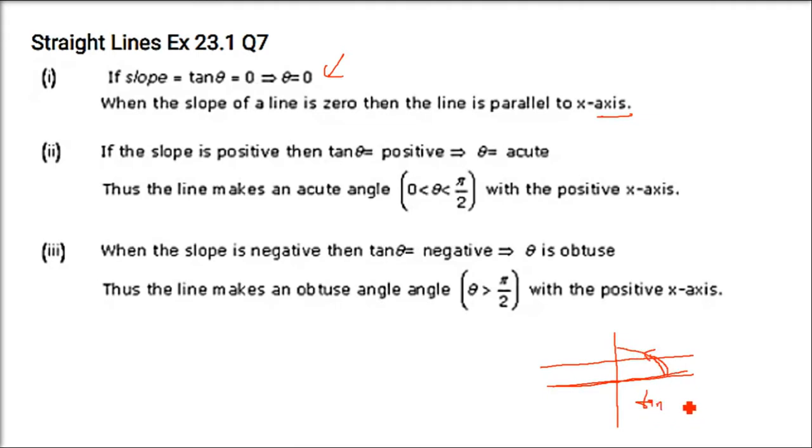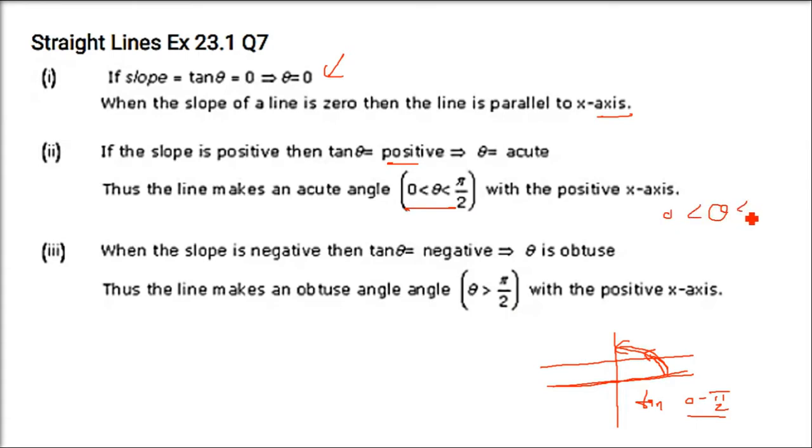When we talk about theta positive, tan theta is positive only between 0 and pi by 2, 0 and 90 degrees. So when you are saying that the slope tan theta is positive, that means tan of any angle which is coming in between has to be positive, which is only possible when it is between 0 and pi by 2.